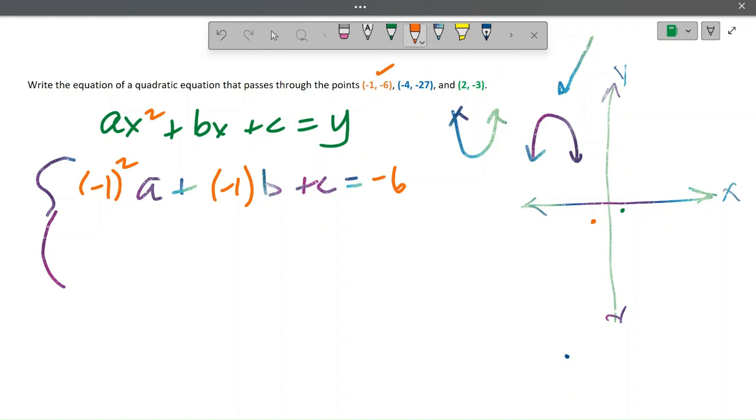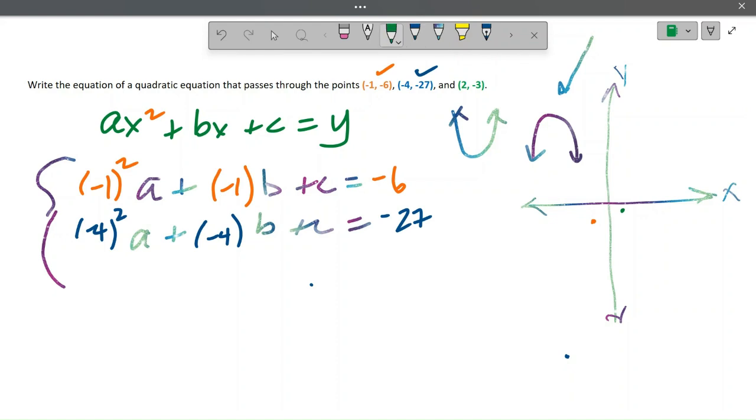All right, my second equation, I have x equaling -4 and y equaling -27. So I'm going to essentially do the same thing. Everywhere I see x, I'm putting in -4, and everywhere I see y, I'm going to put in -27. All right, so there's that equation. And you guessed it, we're going to do the exact same thing for the third point. Everywhere we see x, I'm going to put in 2, and everywhere I see y, I'm going to put in -3.